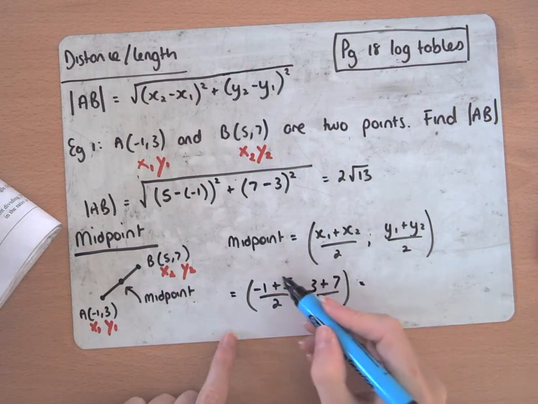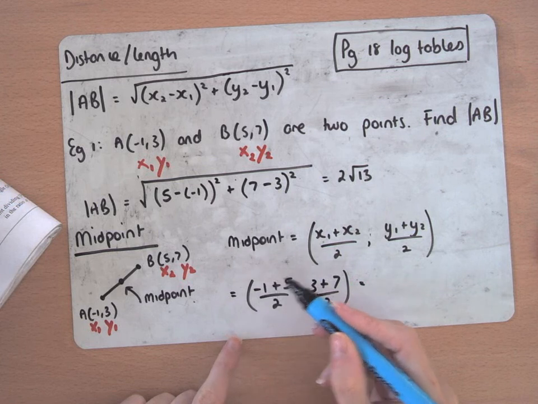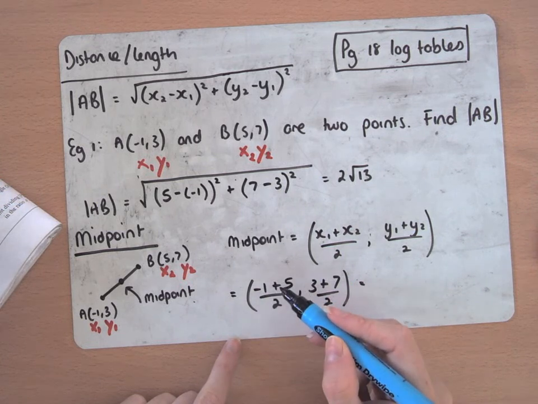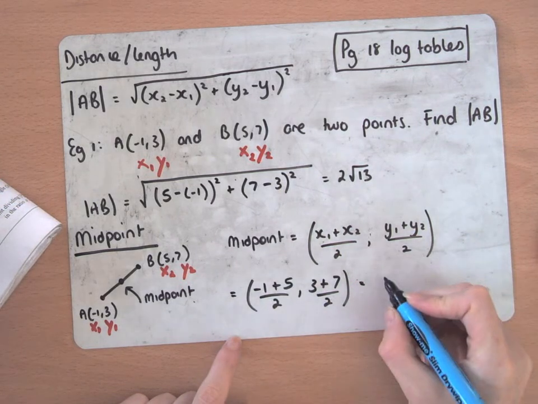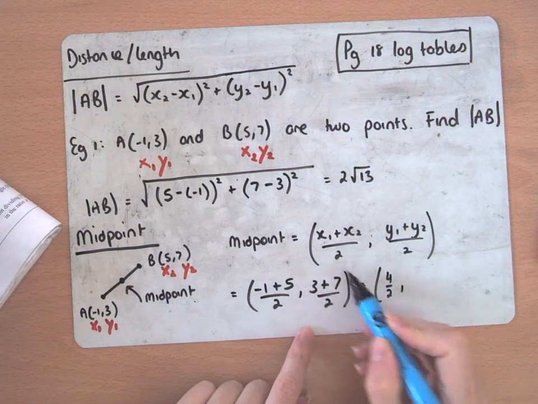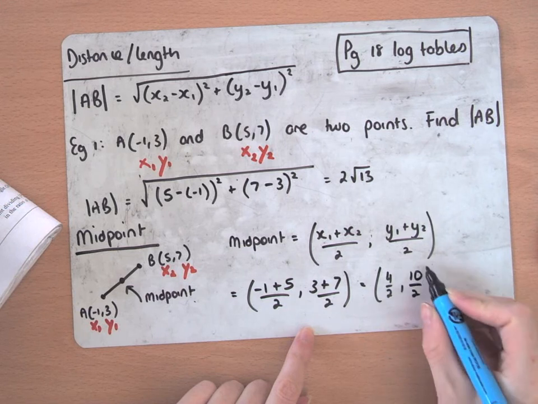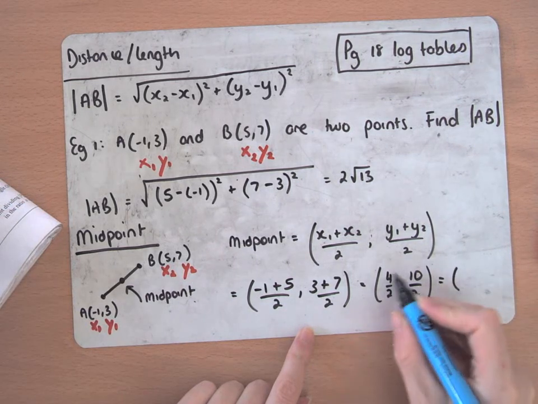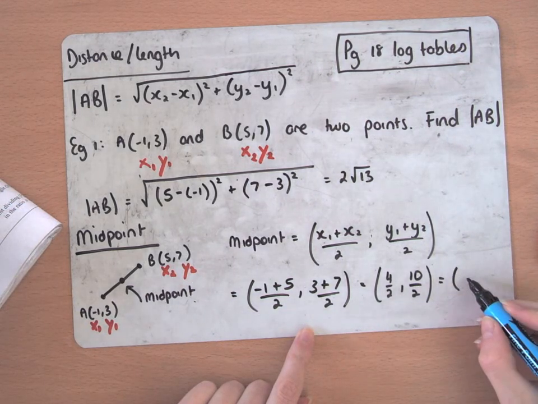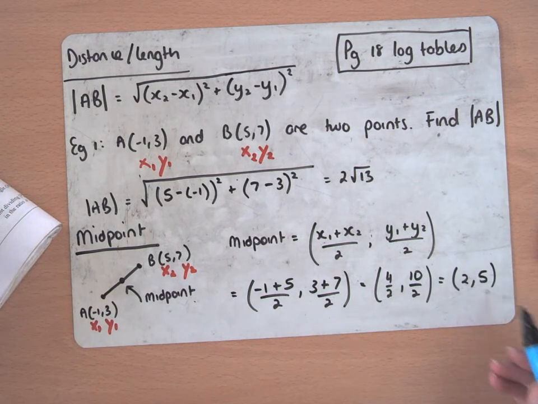If you want to put this bit into your calculator, minus 1 plus 5. What's minus 1 plus 5? 4. 4 over 2. And then 3 plus 7? 10 over 2. What's 4 over 2? 2. What's 10 over 2? 5. So my midpoint is 2, 5.